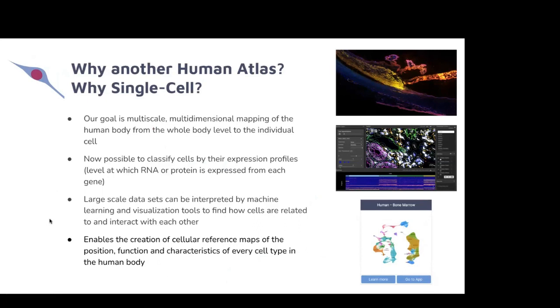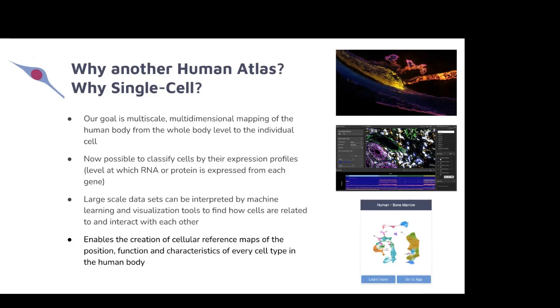Coming to the main question: why do we need a human atlas, and what is the point of a single cell? As I mentioned before, the human is a complicated creature on this planet, and it's very important to know the integrity and the complexities of the human structure, and to have the information of a healthy body.